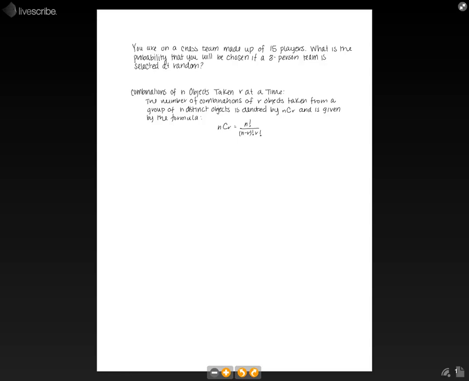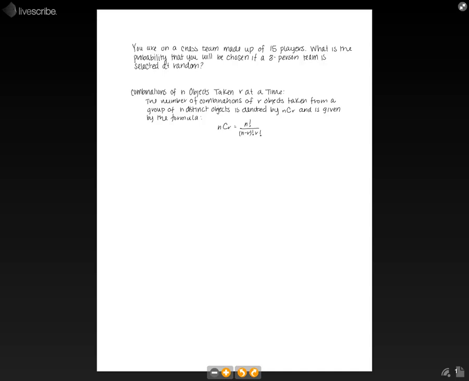In this pencast, we're going to be using the counting principle, combinations, and permutations to compute probabilities. Alright, so this problem says, you are on a chess team made up of 15 players. What is the probability that you will be chosen if a 3-person team is selected at random?